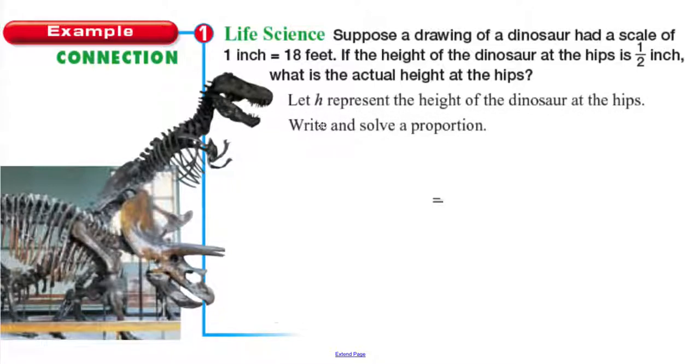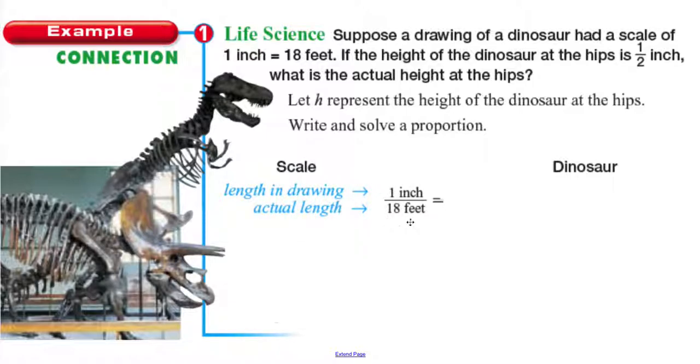Let H represent the height of the dinosaur at the hips, and we want to write and solve a proportion. So we have our scale on one side, and we have the dinosaur on the other side. This ratio deals with the scale: the length of the drawing is 1 inch, and the actual length is 18 feet.